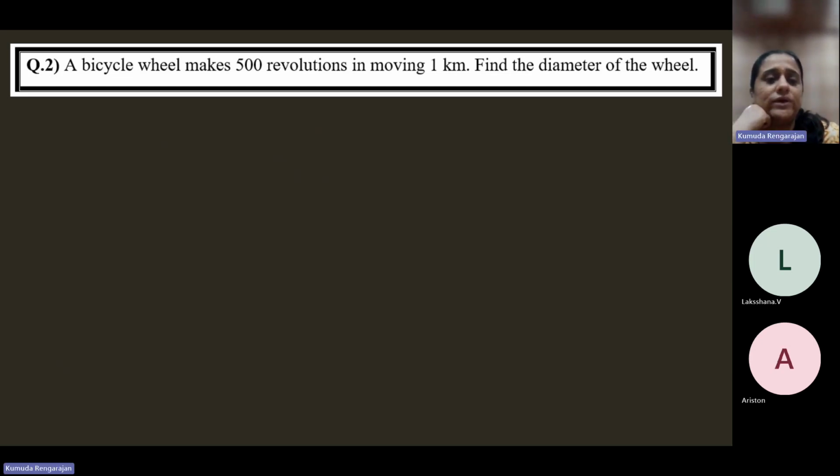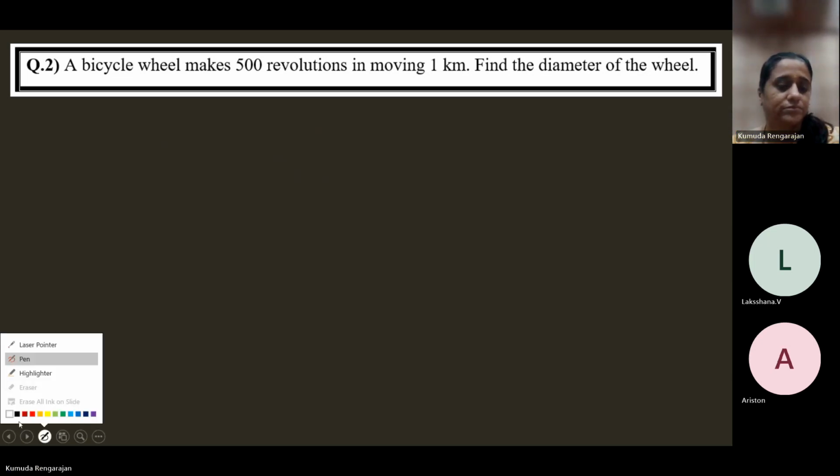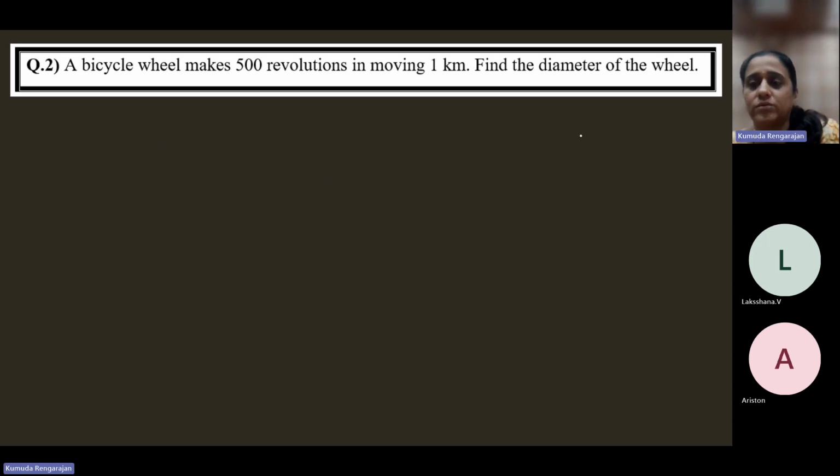A bicycle wheel makes 500 revolutions in moving 1 kilometer. Find the diameter of the wheel. So this is the wheel of the bicycle.